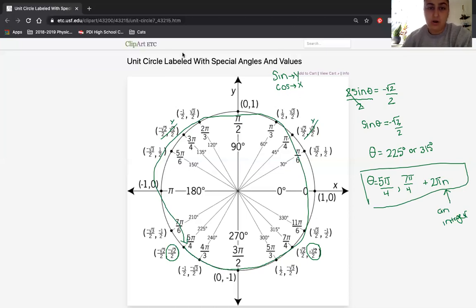And I can do one more. I'll do it in a different color, and maybe I'll do cosine this time. So if I give you 2 cosine of theta equals 1, I need to get cosine of theta alone, so I'm going to divide by 2. Those 2's cancel, so I'm left with cosine of theta equals 1/2.